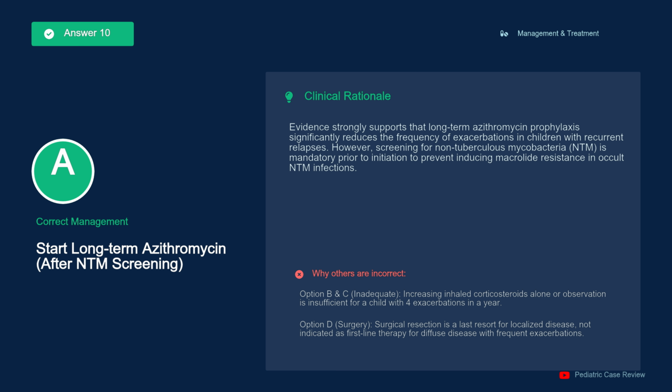Inhaled corticosteroids lack evidence in non-cystic fibrosis bronchiectasis. Observation allows continued lung damage. Option D, surgery, is not indicated as first line for diffuse disease with multiple exacerbations. Surgery is reserved for localized disease unresponsive to medical management.